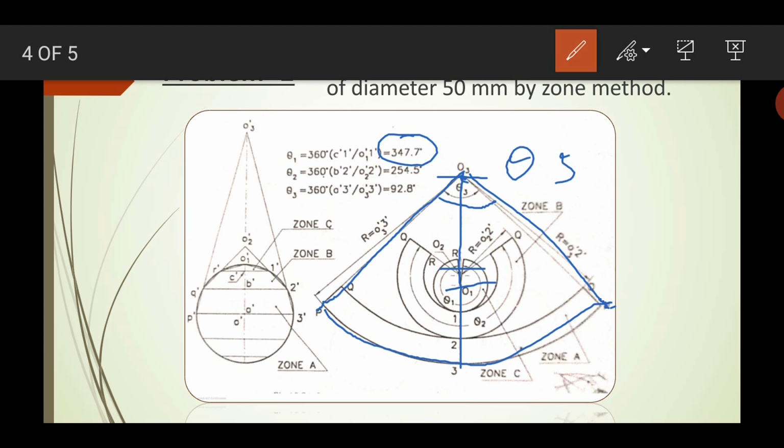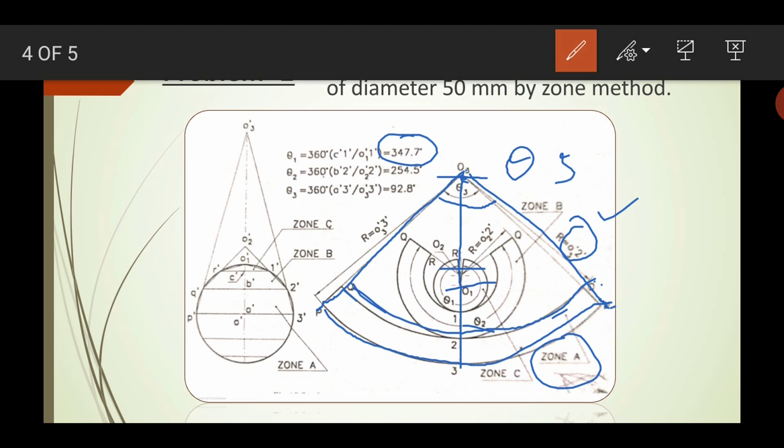With the center O3, the radius equal to O3 dash and 2 dash, the second one. Yeah, the radius, you have to draw this one. With the center O3, using O3 dash and 2 dash, you draw an arc with the same angle, and you will get this zone A.